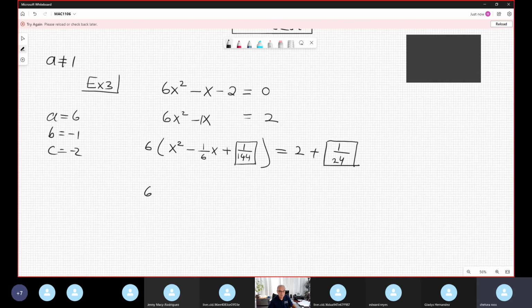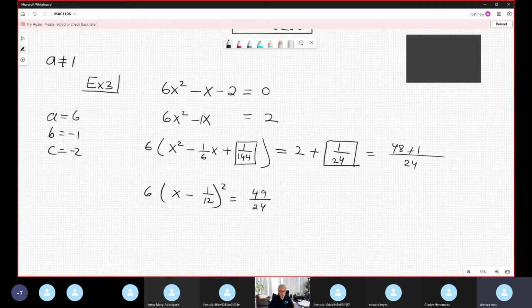This is a perfect square trinomial. It's x minus 1 over 12. Where does this come from? x is the square root of this. And 1 over 12 is the square root of this. And we put together, put it in the calculator maybe, it's 49 over 24. Yeah, because if you do it by hand, for example, this is 24, least common denominator, this is 48, plus 1, and 49.